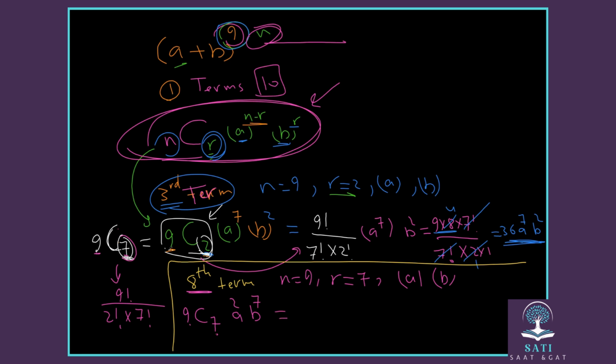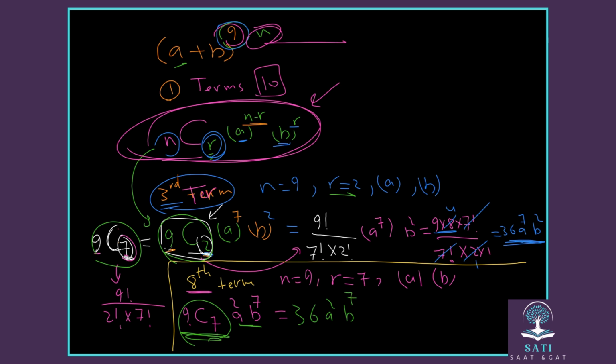Good. Now, how can I find it? Look, 9 choosing 7. Isn't it the same like this one? And we found that it's 36. So this one represents 36. You write it here, 36. Then a squared b power 7.